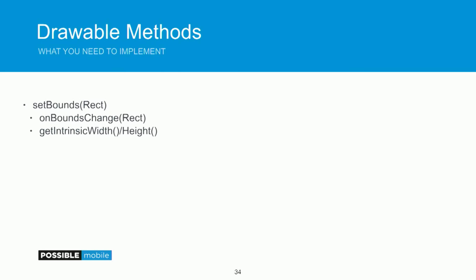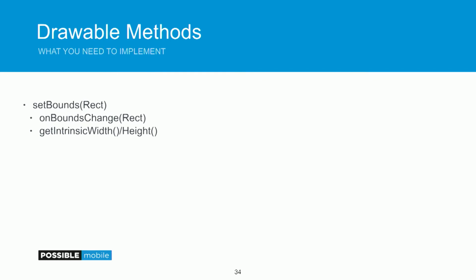Intrinsic width and height, I mentioned this before. You can override these methods to dictate the default size for your drawable. So if you're making, let's say, a little notification badge for a number of unread messages or something like that, you can dictate how big you want it to be by default. It's worth noting, if someone calls set bounds on your drawable, it will ignore the intrinsic width and height. But if they don't, that will be the default.